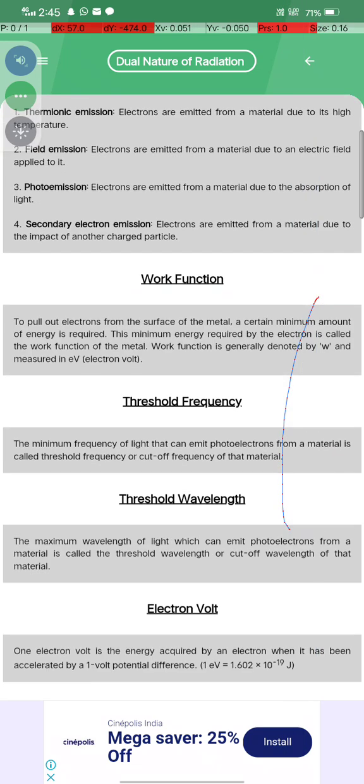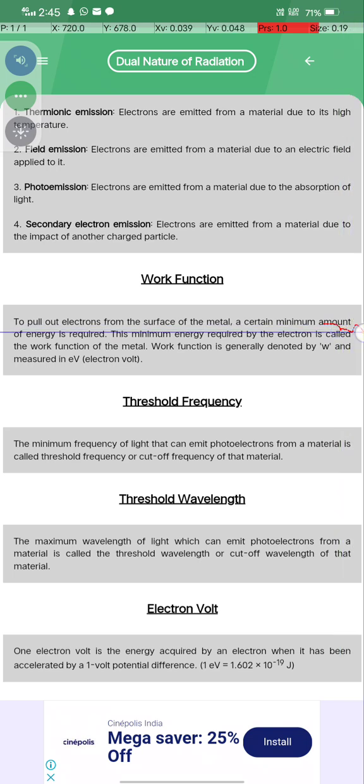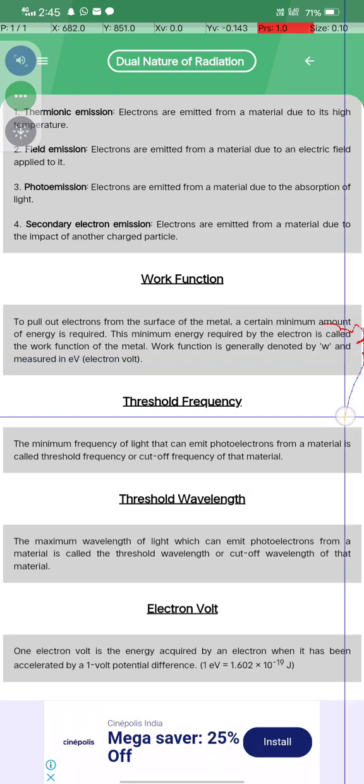What is work function? To pull out electrons from the surface of a metal, a certain minimum amount of energy is required. The minimum energy required is called the work function of the metal, and the work function is generally denoted by W and measured in electron volt.